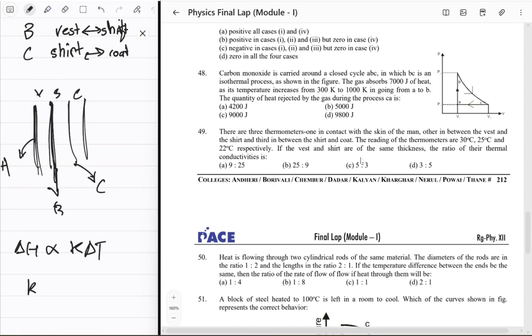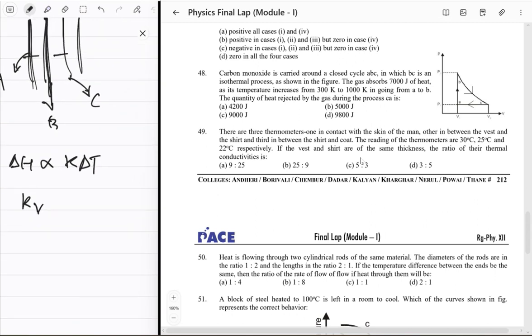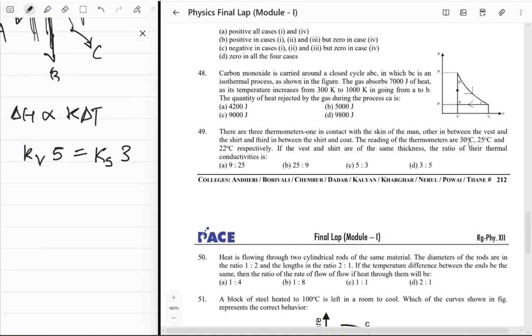Readings of thermometer are 30 degrees, 25 degrees, and 20 degrees Celsius, whatever. If the vest and shirt are of the same thickness, cool. Right, and area भी same ही है. Ratio of their thermal conductivity is, so ठीक है ना, K vest times इसका delta T कितना है? So 30 to 25 times 5, of course, that's equal to K shirt times delta T इसके लिए कितना है? 3. Right, so K vest upon K shirt is equal to 3 upon 5. That's what we want. 3 to 5. Okay, D is the answer.